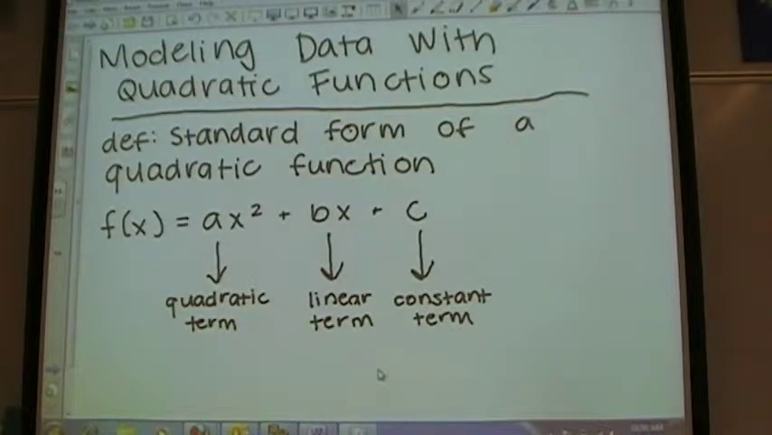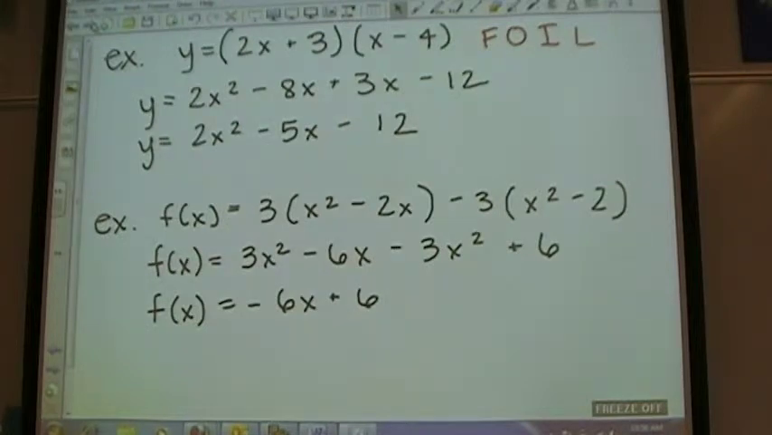Alright, the first example: you had to determine whether the given function is linear or quadratic, and you have to identify the quadratic term, linear term, and constant term. So in the first one, y equals (2x plus 3)(x minus 4), you have to FOIL. Everybody remember how to FOIL? First, outside, inside, last. It's so convenient that it spells foil. We should have a foil day.